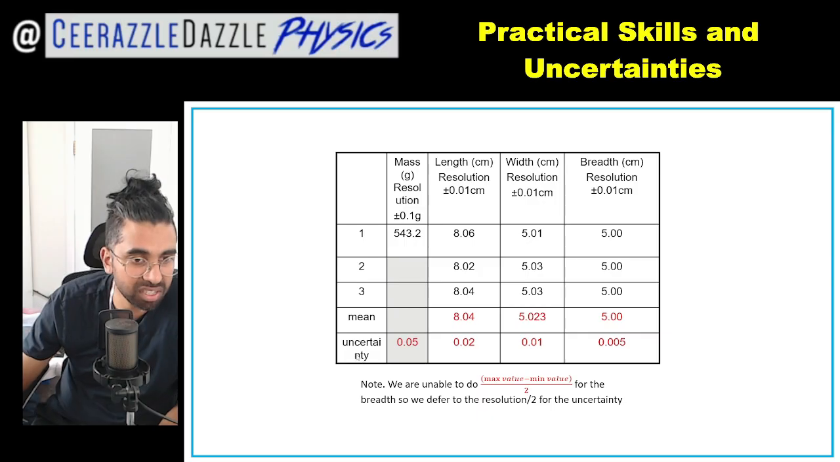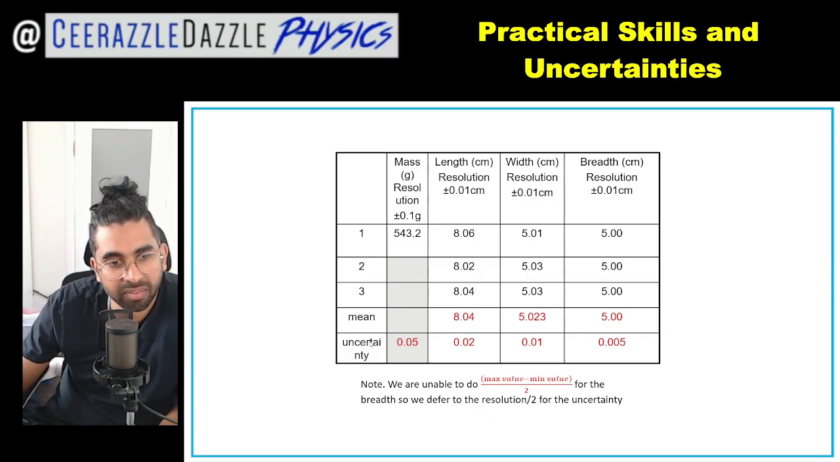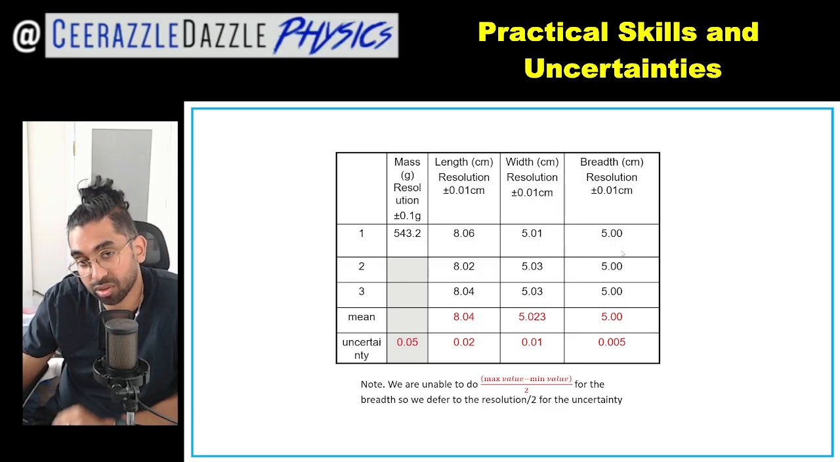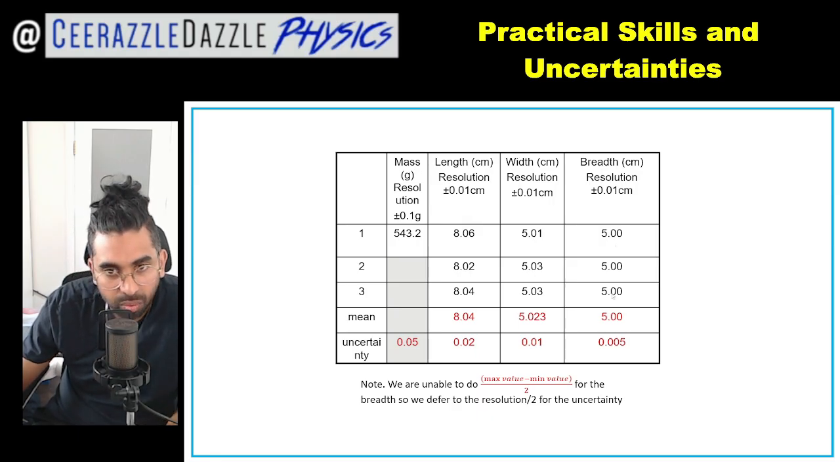Now, the uncertainty, just ignore the fact that I haven't expanded this box. The uncertainty would be equal to, don't forget, your maximum value, 8.06 minus 8.02 divided by 2. That's how I get the 0.02. And then for the width, it's 0.01. And for this one over here, because this is a nice little trick, if there is no range, like obviously there's no range here, you defer back to the resolution of the instrument here.